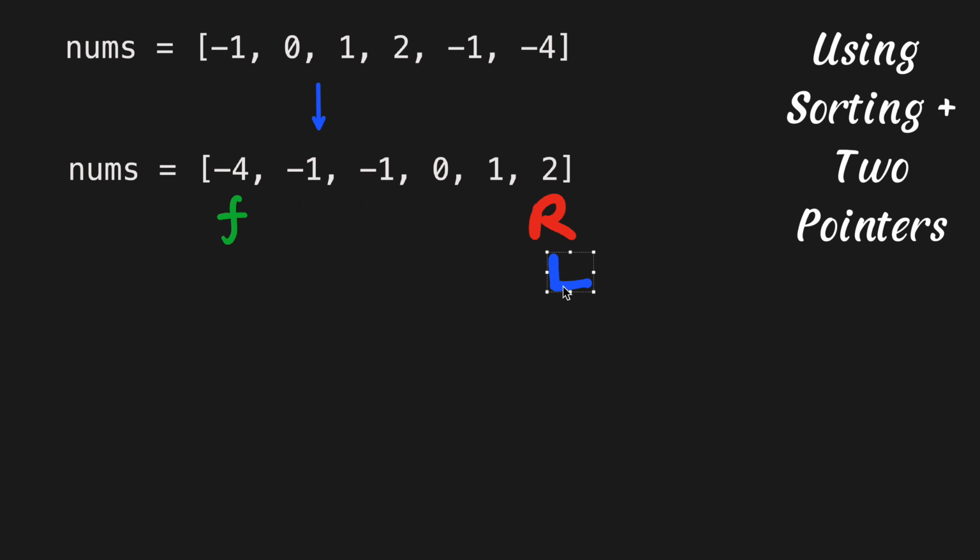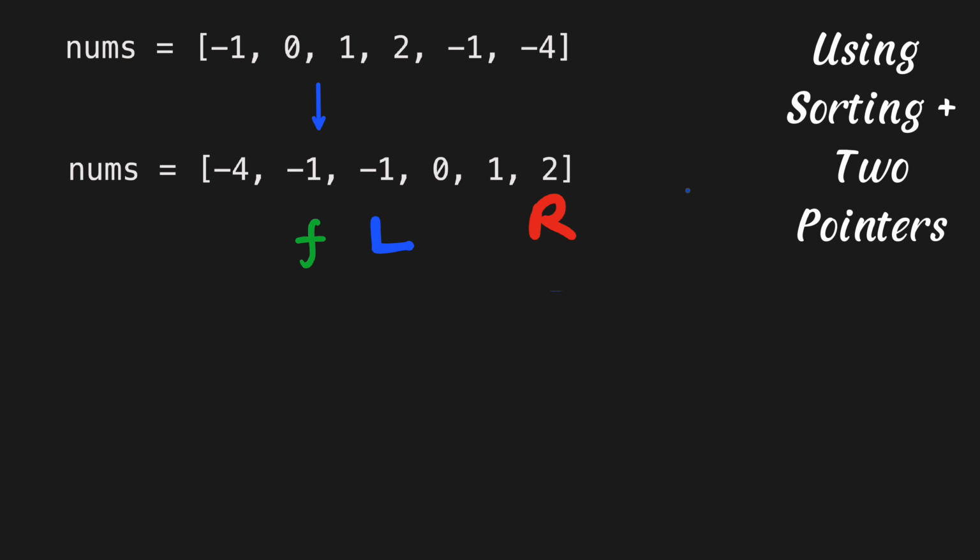And now the left and right pointers meet. So now we are done with the inner loop. Hence we will move the first pointer forward, and the left pointer starts from the next point of the first pointer and the right pointer stays at the end. Now if we sum up the triplets, we will get the sum as 0.